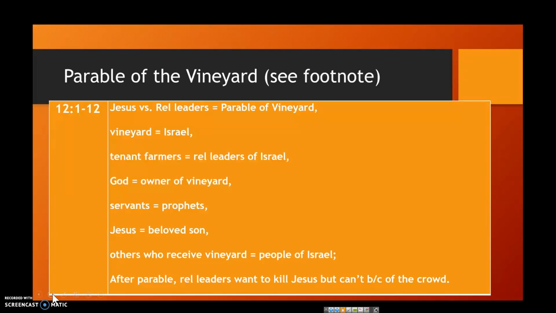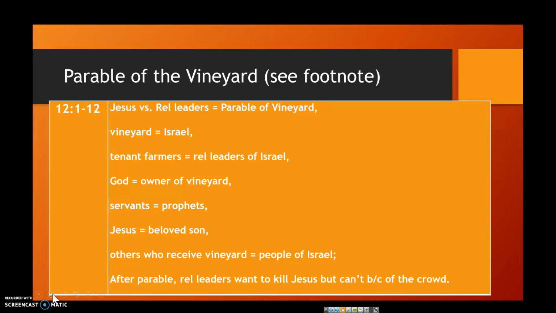And so if the religious leaders of Israel are the tenant farmers, it means they're taking care of Israel for God. But then it says that the owner sends servants to check on the vineyard, and the tenants kill these servants. Well, these servants happen to be prophets. And isn't it interesting to hear that we have former religious leaders of Israel who are not listening to, not responding to the former prophets, and even at times killing them. And so the owner sends his beloved son, in this case Jesus.